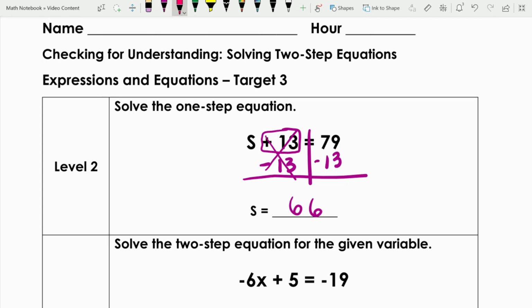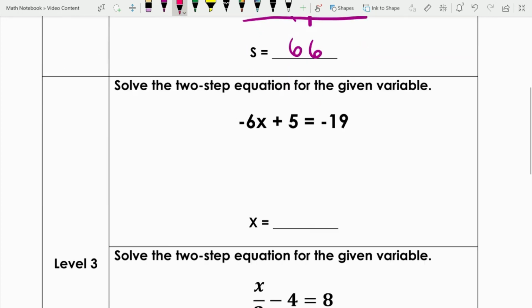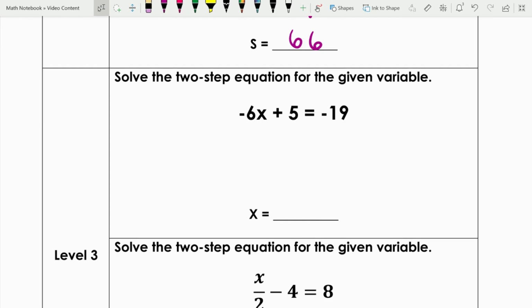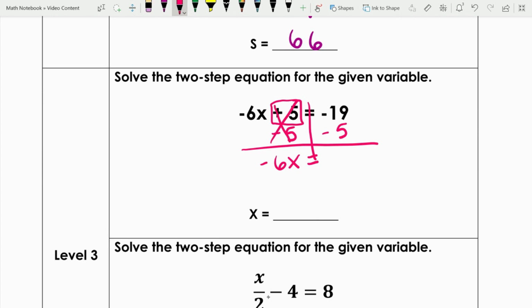And that's it. For the next question, this is where we have our two steps, okay? And we're trying to solve for x. So first things first is we want to get rid of this plus 5. So the opposite of plus 5 is minus 5 on both sides. 5 minus 5 is 0. I'm going to bring down the negative 6x. And notice how we have a negative 19 minus 5.